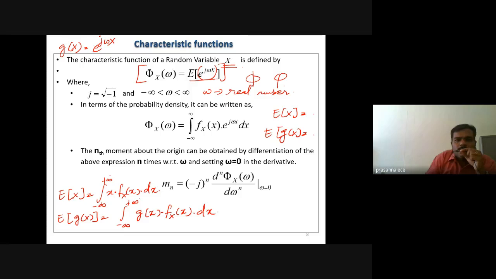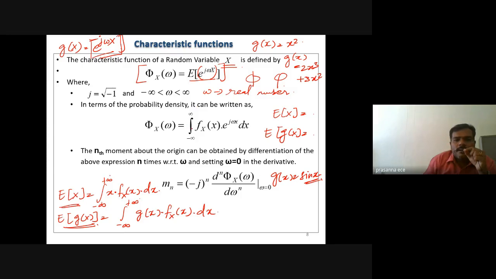This is also another function of x. Like g of x can be, say, x square. This is also a function of x. g of x can be 2x cube plus 3x square, which is another function of x, or g of x equal to sin x. So these are all functions of x. Similarly, e power j omega x is also a function of x. Now we are taking expectation of that. So what happens to this expression, E of g of x?